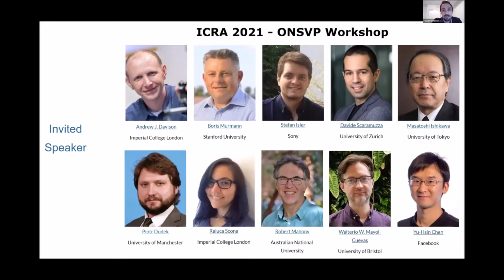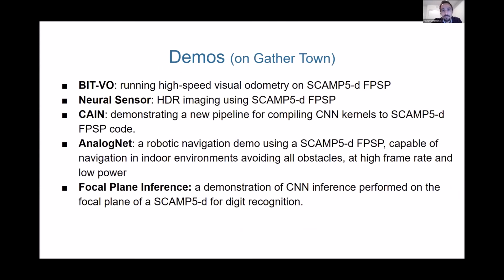And we would like to see how we can use them in robotics even more. We have great talks organized, 10 talks from universities, academia, and industry. I hope you enjoy the talks. All of them will be recorded and will be available later offline on YouTube. We also have great demos. We have arranged 5 demos. Almost all of the demos are with SCAMP5, a focal plane sensor processor, which has been designed and developed at Manchester University. So these are great demos.